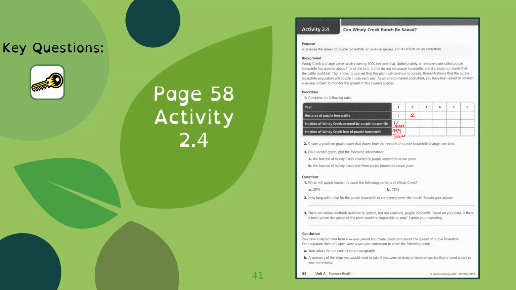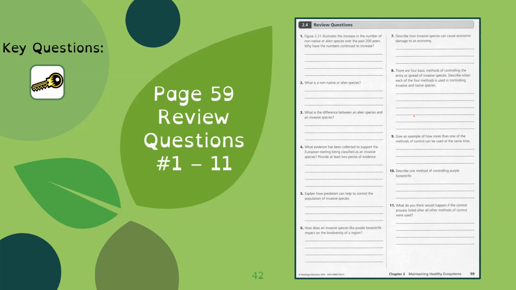And then you're going to conclude, you're going to analyze your data and give some advice to the rancher, a short paragraph, and summarize the steps that you think you need to take if this happened in your community. So that's how you're going to do this activity. So it's a little bit different than just the questions that we've been answering, but I believe that you have the tools that you need. If you're confused about anything or unsure how to do the graphing or anything, let me know and I can walk you through it. All right, and then we have the review questions on page 59, questions 1 through 11, which are the regular review questions that we usually have been doing. So just answer these questions in as much detail as you can.